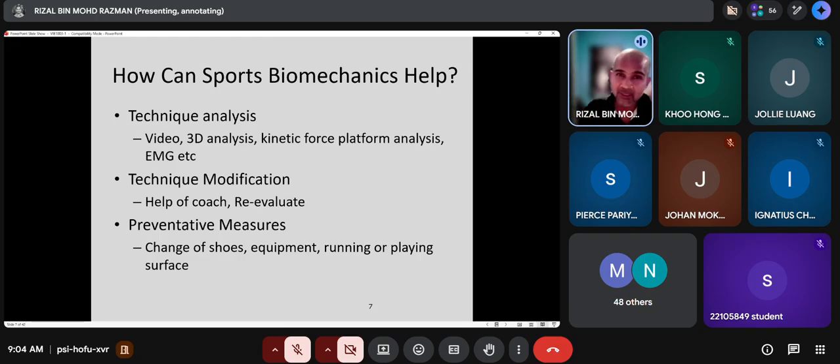So EMG can pick this up and determine, okay, how far back is your contraction. Maybe your contraction is too late or maybe even too early. That's why you have trouble walking, for example. So that's EMG. Then we have technique modification.